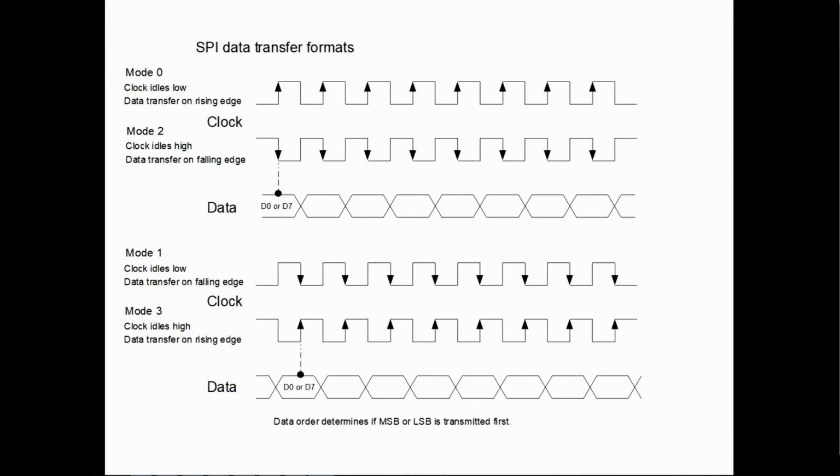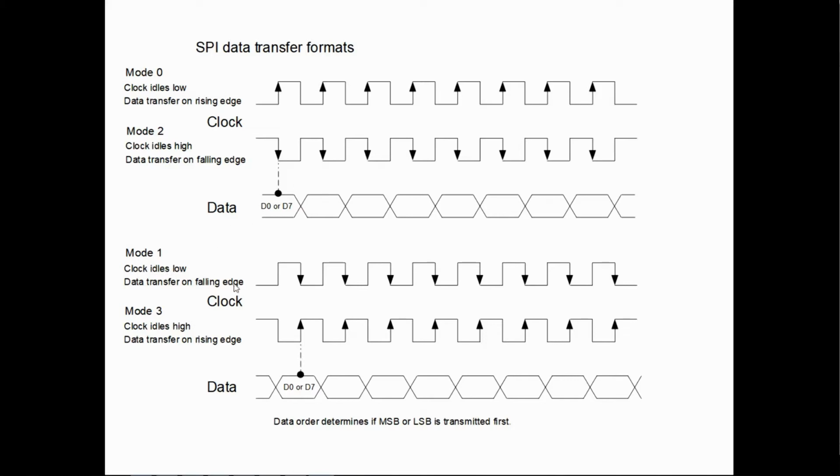And so the data is shifted out 1 bit at a time. This just represents the data. This is where the data can change, and this is where the data is solid. And so in mode 0, the clock idles low. So when you're not clocking anything, the clock line goes down to 0. And then when you want to shift data in or out, the rising edge of the clock, indicated here, is where the data is supposed to be valid, and then it gets shifted in or out.